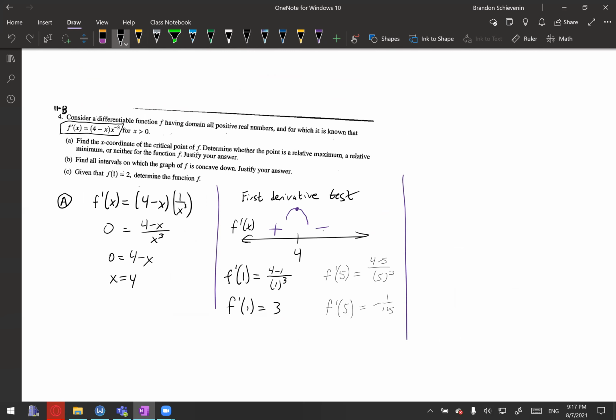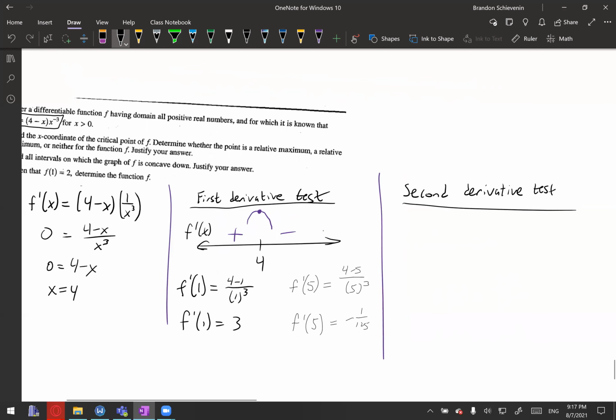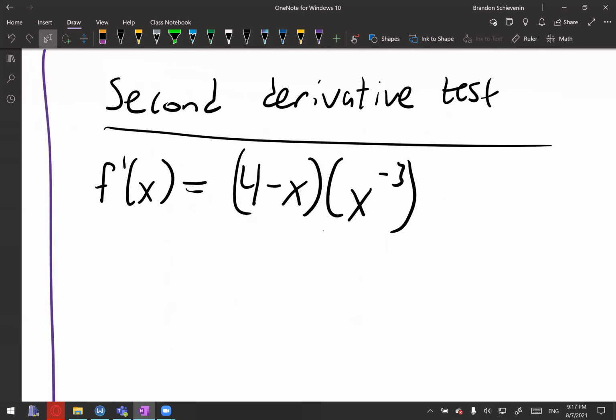Okay, so the other way we could justify is using what's called a second derivative test. Second derivative test. Okay, I'm going to jump to next is Nani. F prime x was 4 minus x times x to the negative third power. I'm going to simplify f prime first, and then we'll derive it.